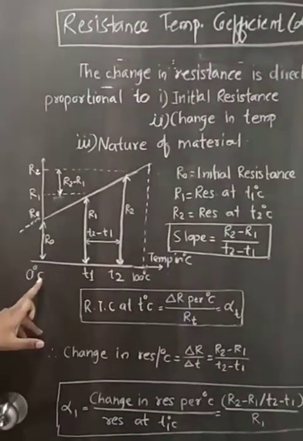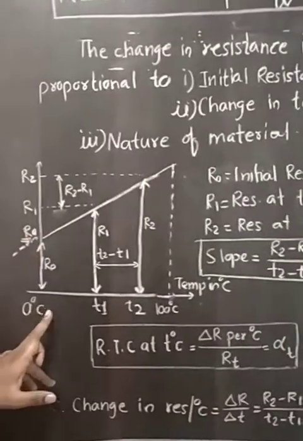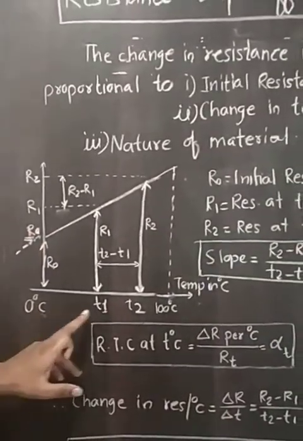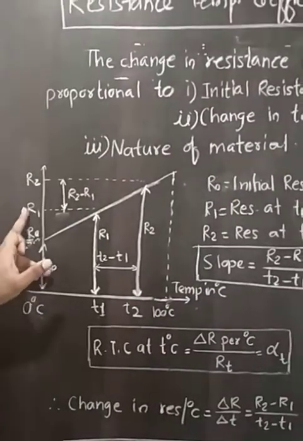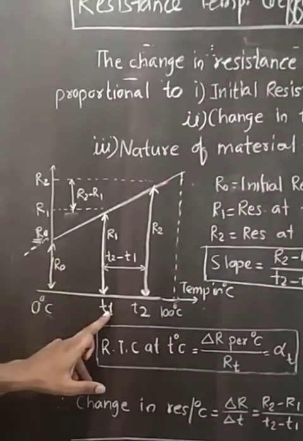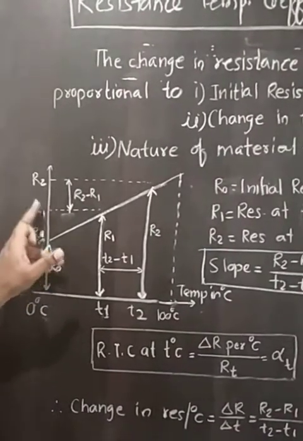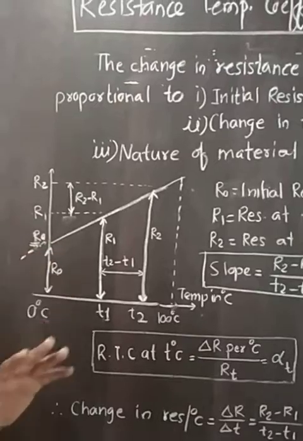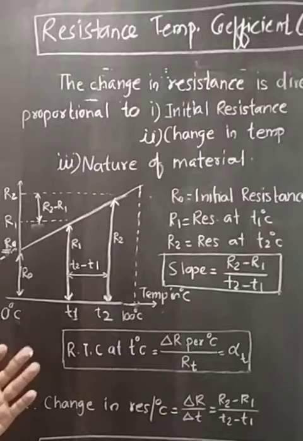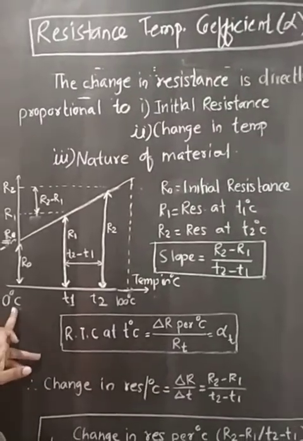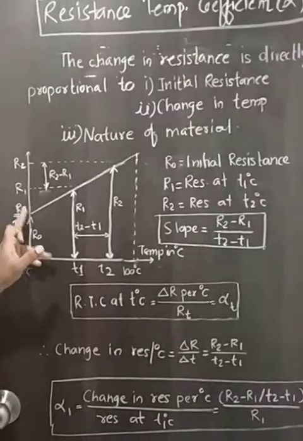Now here at 0 degree Celsius, the value of resistance is R0. When temperature increases from 0 to T1, the resistance of the material also increases from R0 to R1. When temperature again increases from T1 to T2, the resistance of the material increases from R1 to R2. Now RTC is nothing but what? RTC comes into the picture only when there is a change in temperature. So when temperature increases from 0 to T1, resistance increases from R0 to R1.